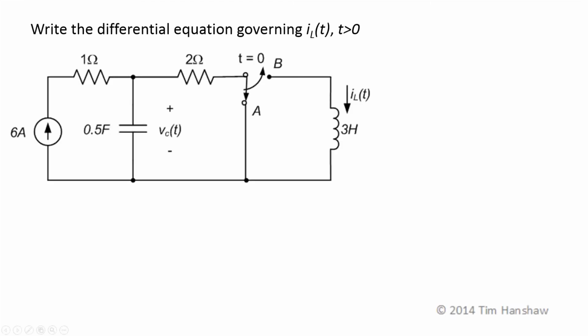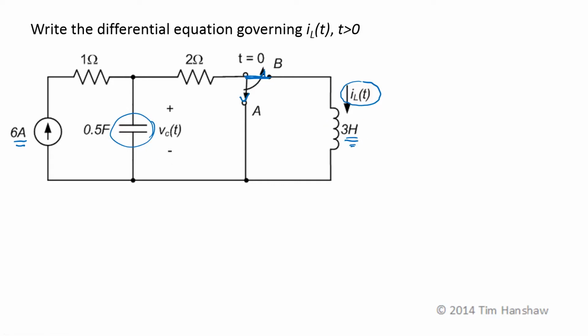Okay, we want the differential equation governing the inductor current I sub L of t for t greater than 0 for this circuit. We have two energy storage elements, a 0.5 farad capacitor and a 3 Henry inductor. At t equals 0, the switch moves from position A to position B. So for t greater than 0, the switch is in this position. The constant source is connected to the inductor, so the inductor will charge up.